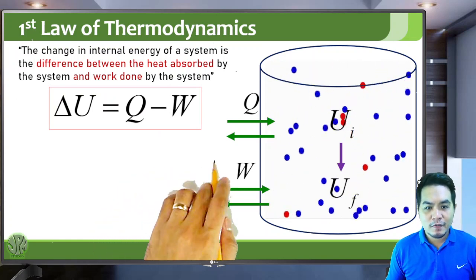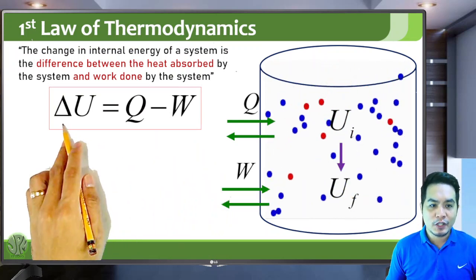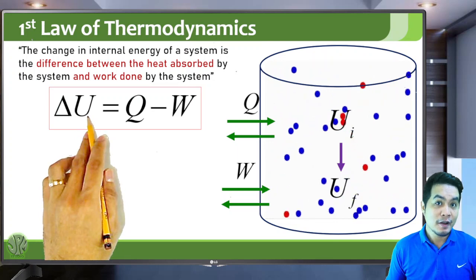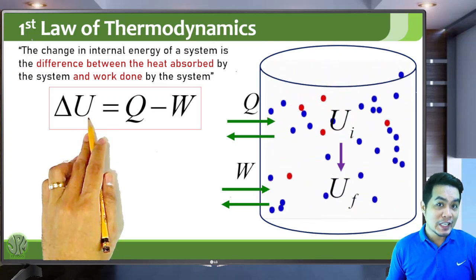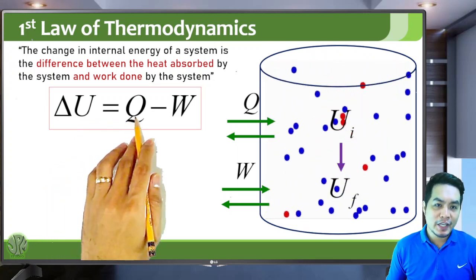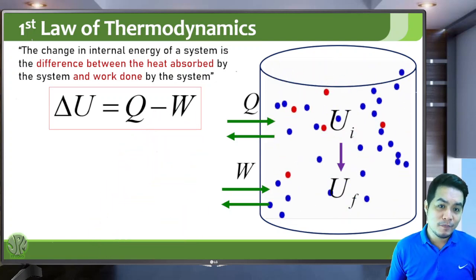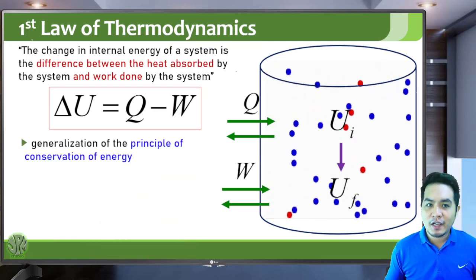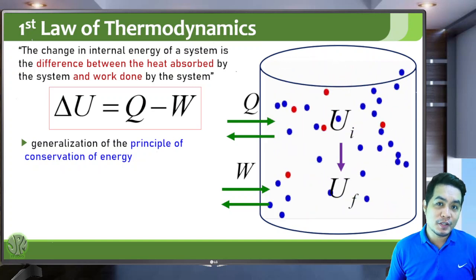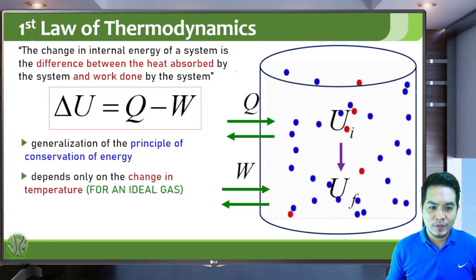In terms of a mathematical equation, it's this one. The change in internal energy, which is the final internal energy minus the initial internal energy, is just equal to the heat absorbed minus the work done by the system. So it's basically a generalization of the principle of conservation of energy.